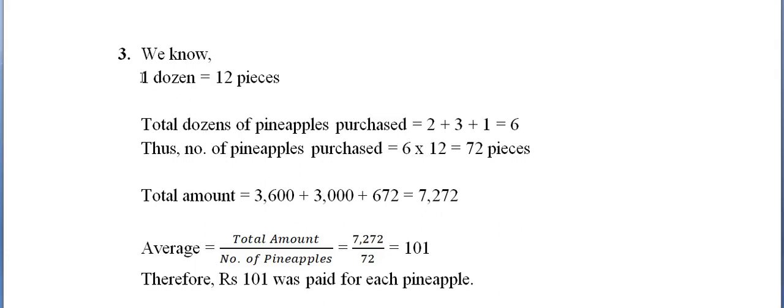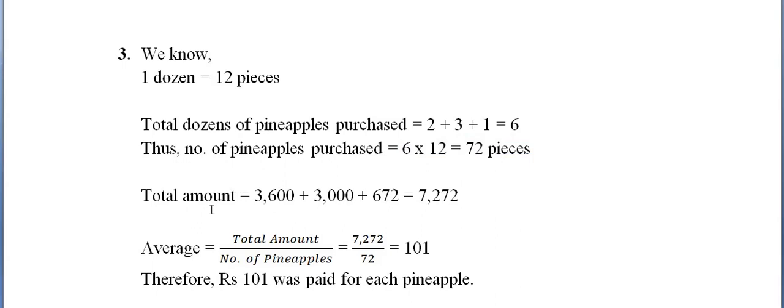So we already know that 1 dozen equals 12 pieces. Now the total dozens of pineapples purchased is 2 plus 3 plus 1 equals 6. From the first shop 2 dozen, from the second shop 3 dozens, and from the third shop only 1 dozen. So 6 dozens of pineapples were purchased. Now convert this 6 dozens into pieces. So 6 into 12, because 1 dozen equals 12 pieces. So 6 into 12 will be 72 pieces.